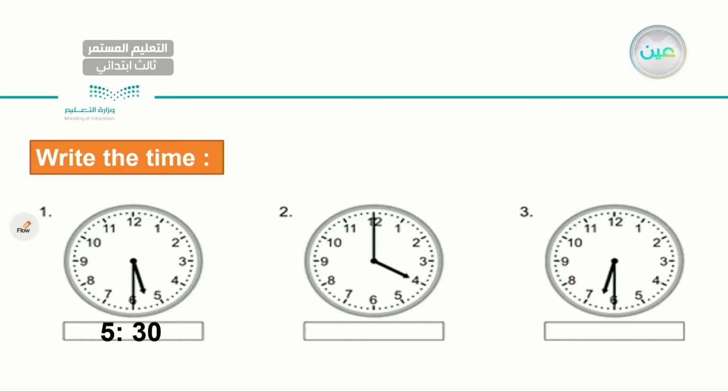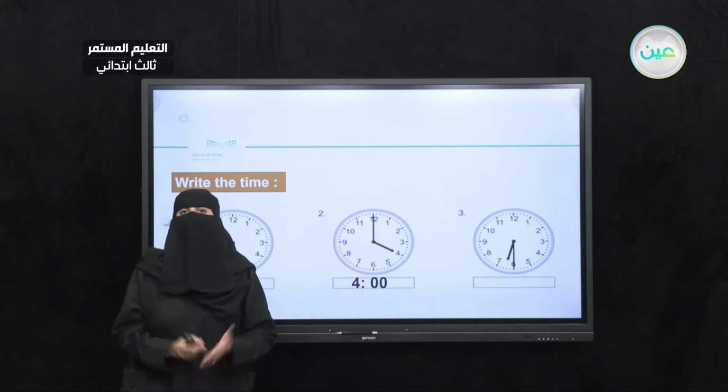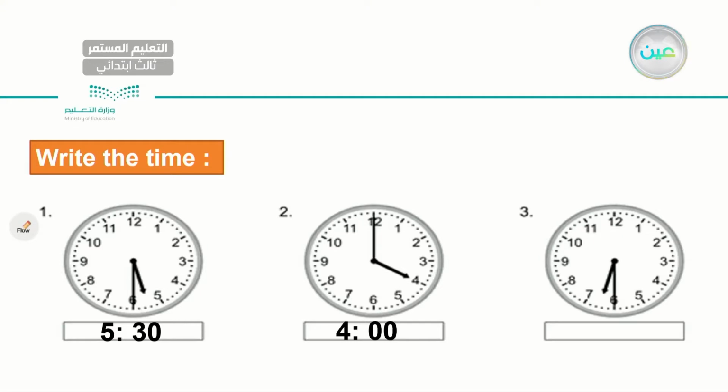How about number 2? What time is it for number 2? It is 4 o'clock. Very good. Exactly 4 o'clock. Excellent, my dear student. How about number 3? What time is it? Don't forget to write your answers. Is it exactly 6 o'clock? No, it is 6:30 or half past 6. Very good. So let's read the time one more time. 5:30, 4 o'clock, 6:30. Very good, my dear student.